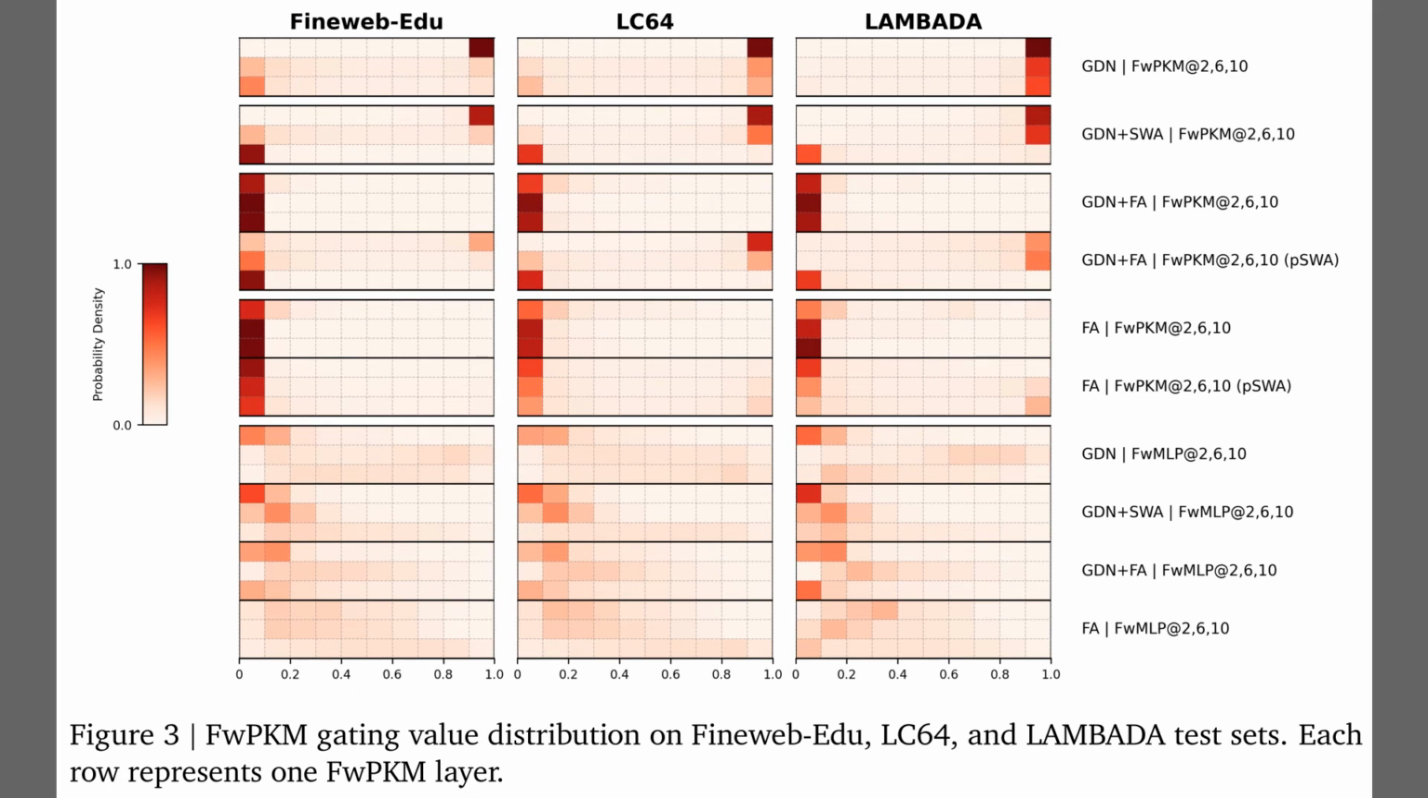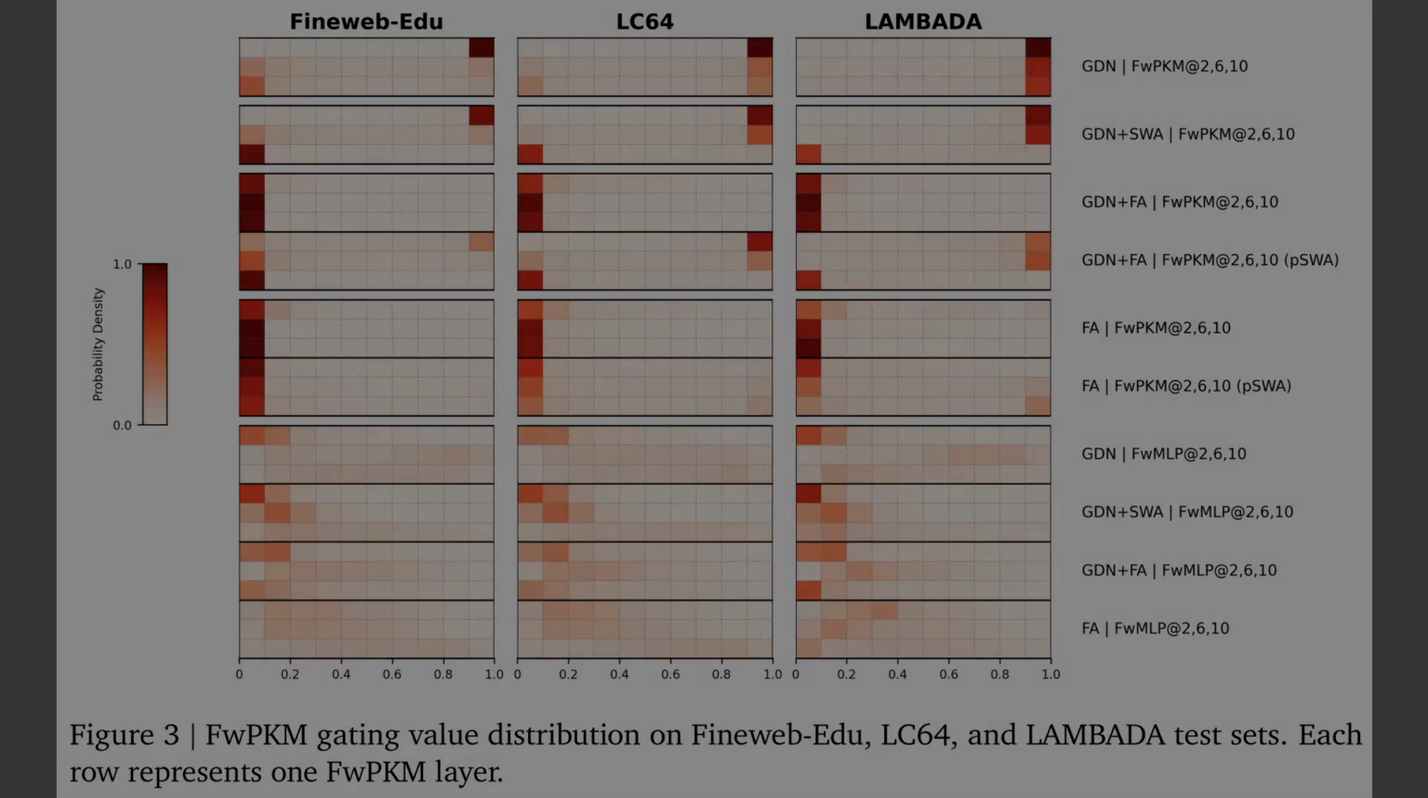Alright. While Figure 2 showed the outcomes, Figure 3 reveals the internal dynamics by plotting gating value distributions. The horizontal axis tracks usage, where 0 means the memory is ignored, and 1 means it is fully utilized. In the rows labeled GDN plus FA, notice how the red density clusters heavily on the left. This implies that when unrestricted full attention is available, the model tends to bypass the new memory. However, in the rows with the PSWA suffix, the red mass shifts clearly to the right, confirming that restricting the attention window forces the model to actively engage the episodic memory.